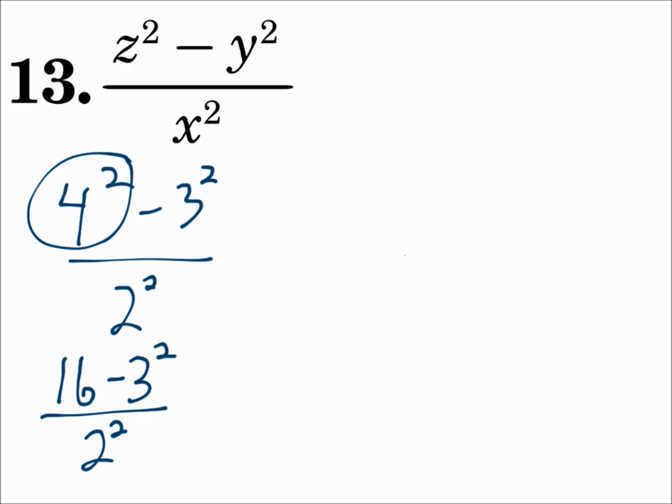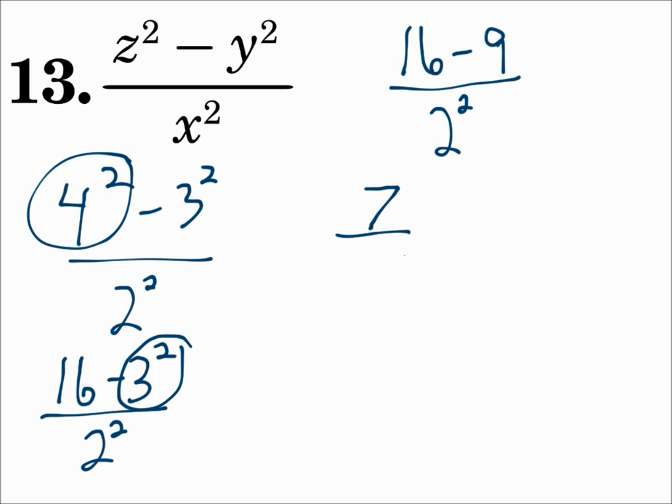Now we have subtraction and exponents. Do the other exponent. 3 squared, which is 9. Finish up the numerator. 16 minus 9 is 7. Now for the denominator. 2 squared is the only operation. Do that. 2 squared is 4, and you're left with 7/4.